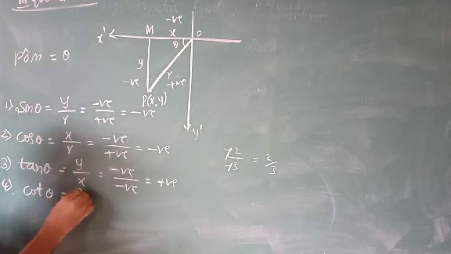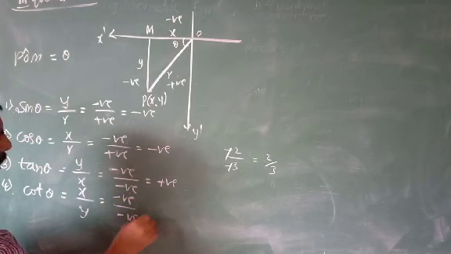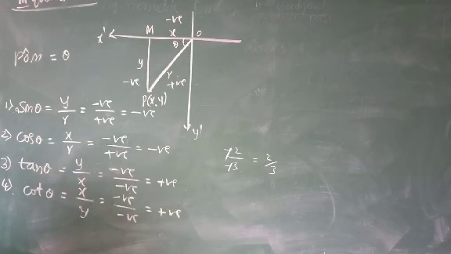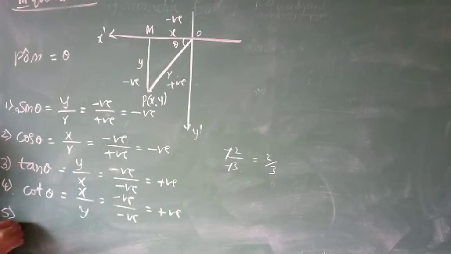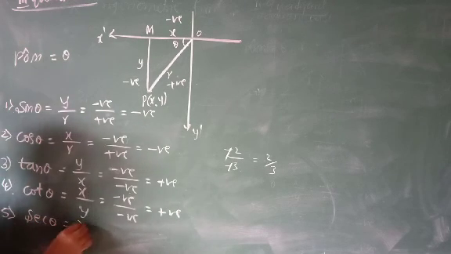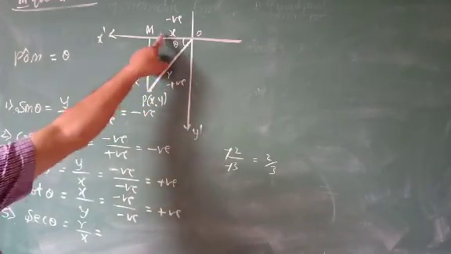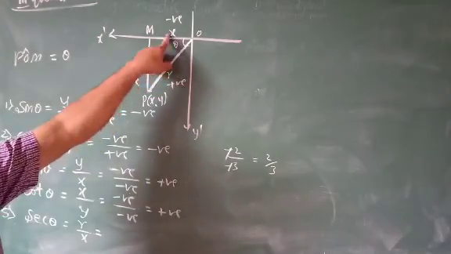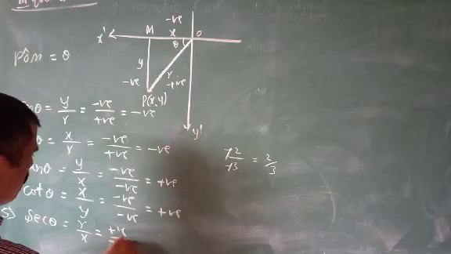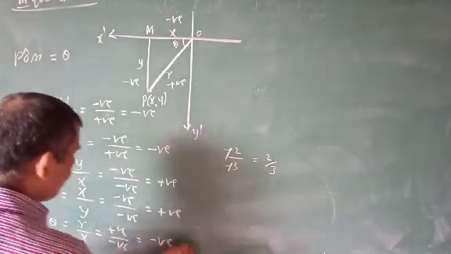The same type as I just said. The fifth one is secant theta, which is r divided by x, hypotenuse divided by adjacent side. R is positive and x is negative, so positive divided by negative is negative.